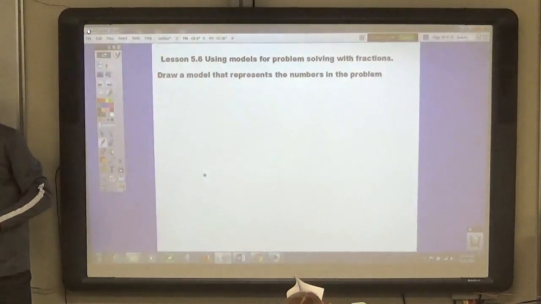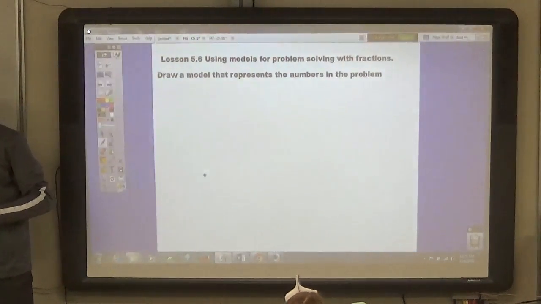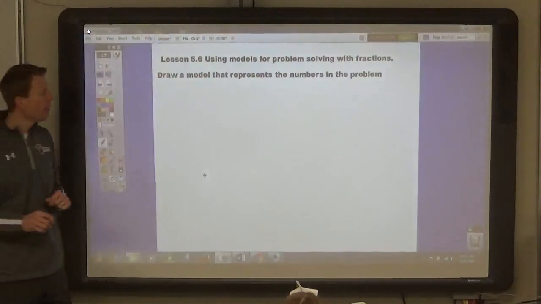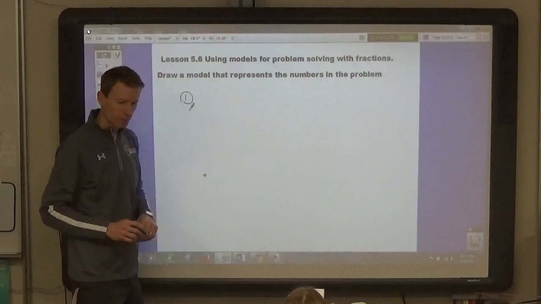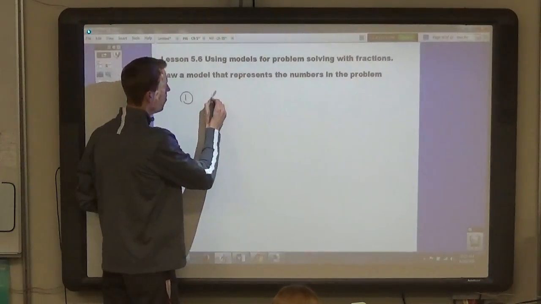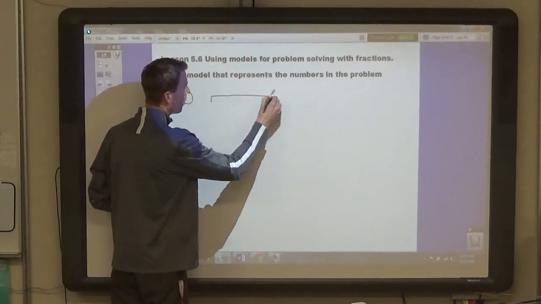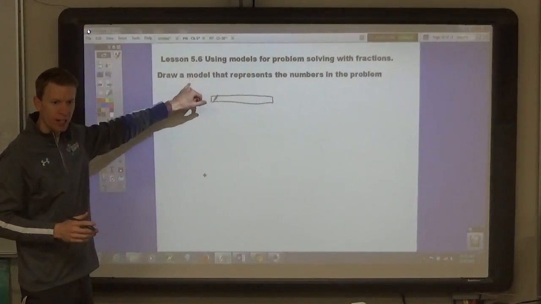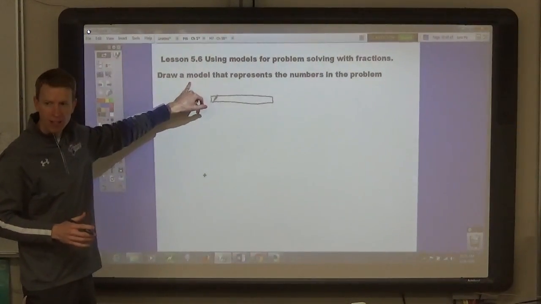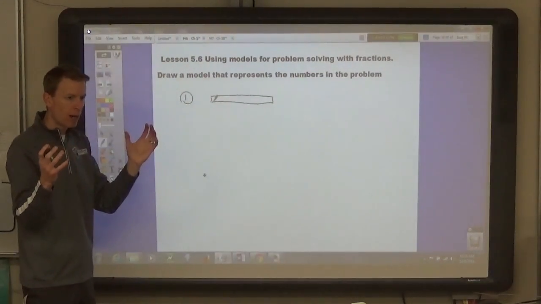So, going back to the problem, the first piece of wicker is 9 inches long. So, right away, you can draw a box that represents that number. And that's the basic process of solving a problem using modeling, is to use boxes that represent numbers.